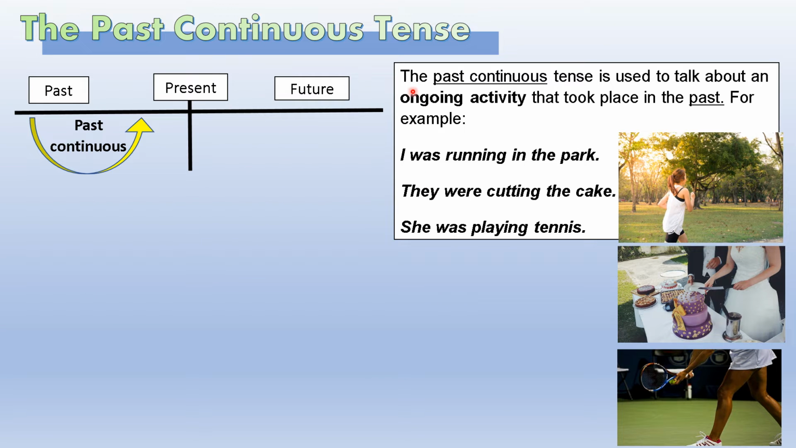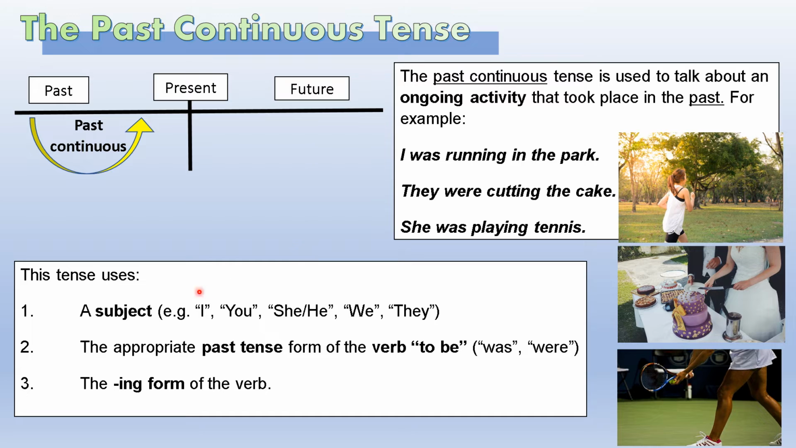The past continuous tense is used to talk about an ongoing activity that took place in the past. So it happened in the past before now, but it went on for a while, the past continuous. For example, I was running in the park. They were cutting the cake. She was playing tennis.